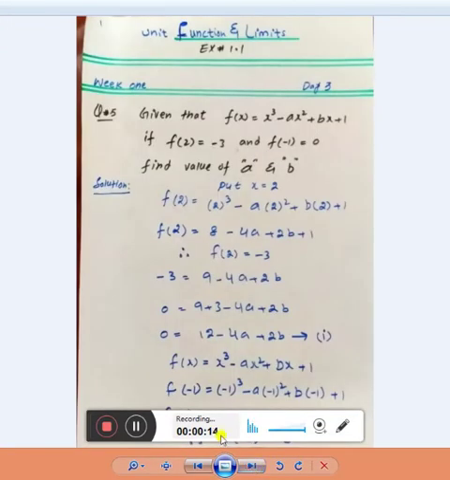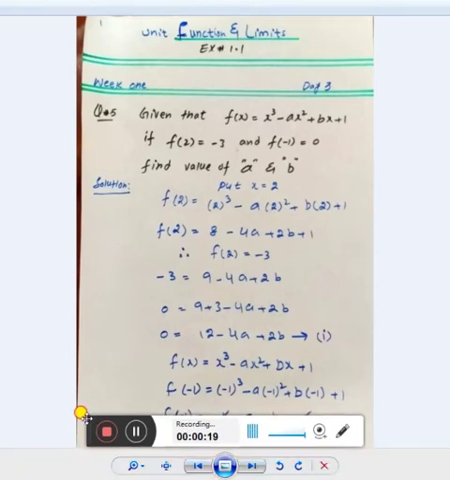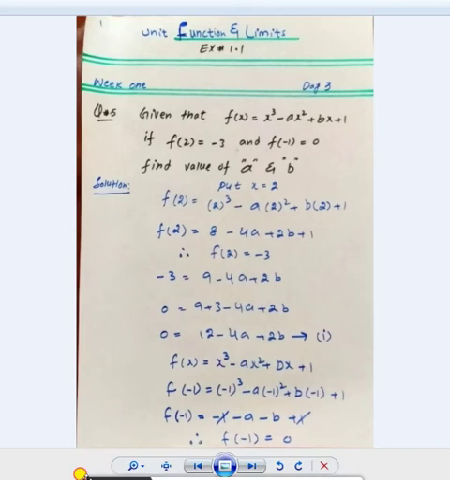Students, this is week 1 and day 4 lecture, and this is our first unit, function and limits.